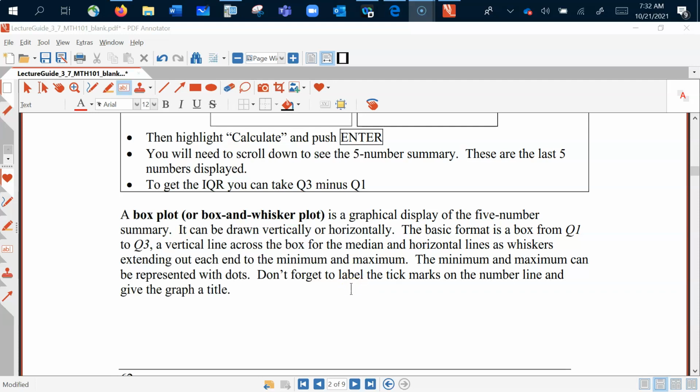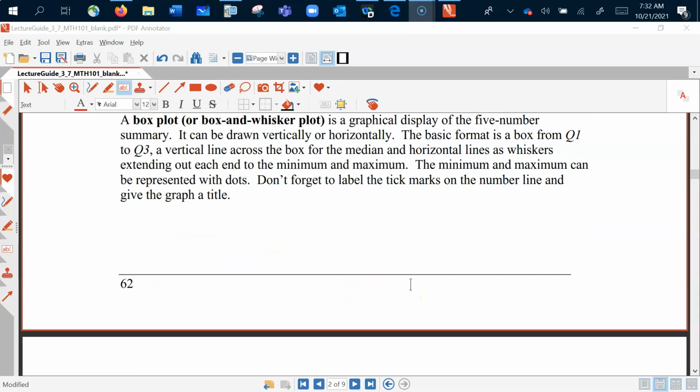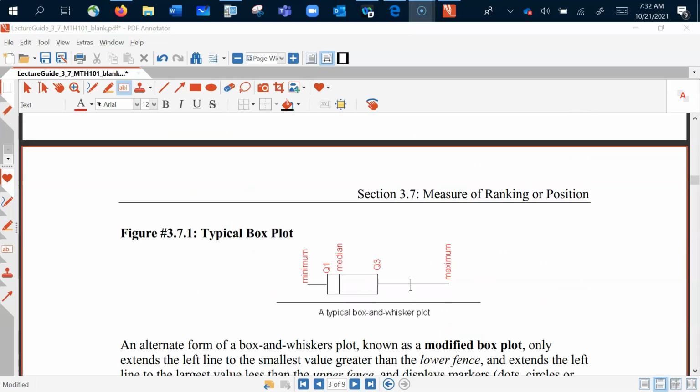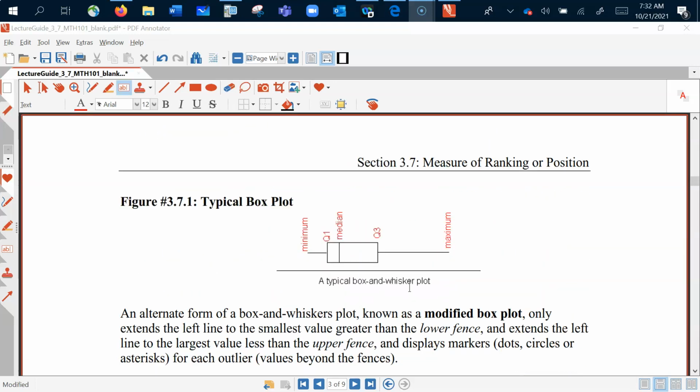And the minimum value will be the left whisker endpoint, and the maximum will be the right whisker endpoint. Let's go ahead and look at what one typically looks like. Here I've got the minimum value at the very far left, the left-hand side of the whisker. And here I've got the maximum value drawn as a whisker all the way out to the right-hand side.